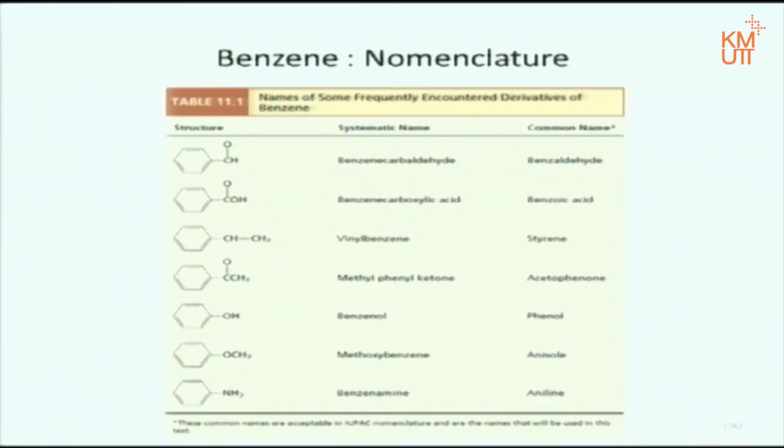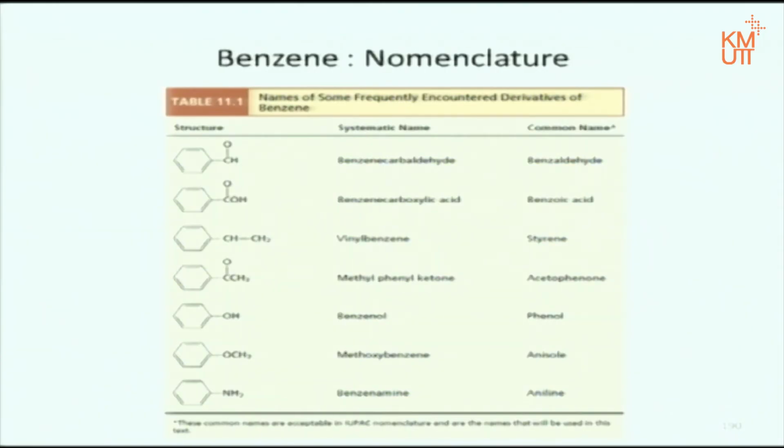Okay, so how about the aldehyde? The aldehyde of benzene is benzenecarbaldehyde, right? But the common name is benzaldehyde. And benzoic acid, the carboxylic acid connected to the benzene ring. And when you have the vinyl group, this is vinyl benzene, right? Okay. The systematic name is very normal, but we use the word styrene. Everybody knows styrene because the end product of styrene is polystyrene. Polystyrene is plastic. This is the white foam that we use as an insulator, for example. Okay, vinyl benzene, styrene. Acetophenone is the ketone, methyl phenyl ketone. Acetophenone, anisole for the ether, and aniline for the amine.